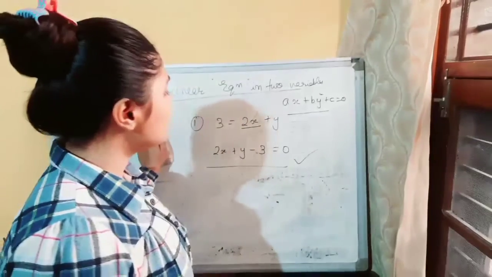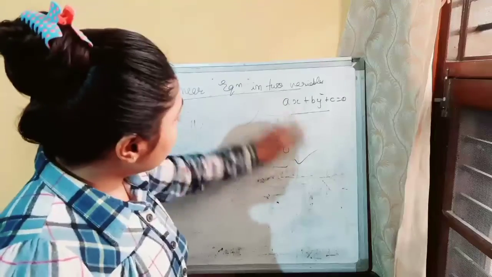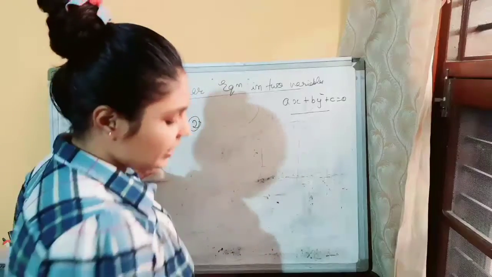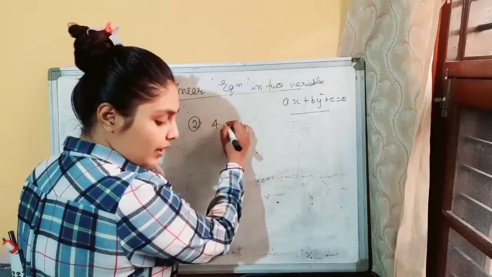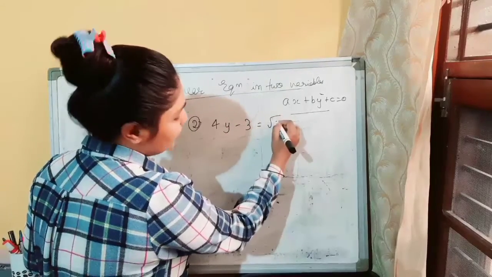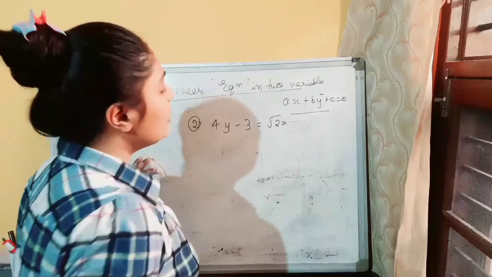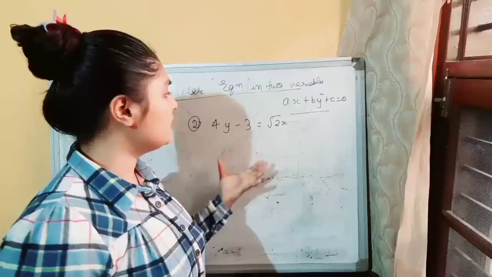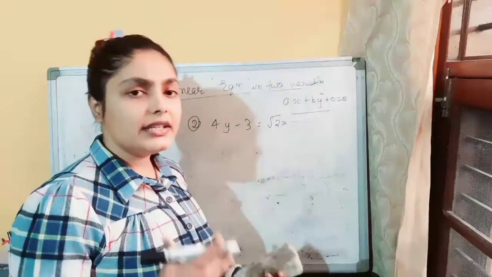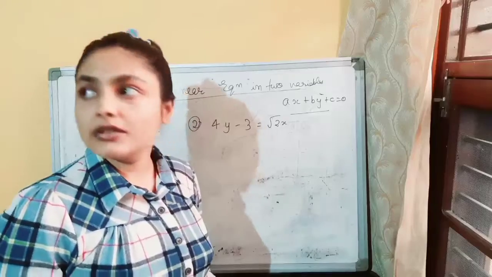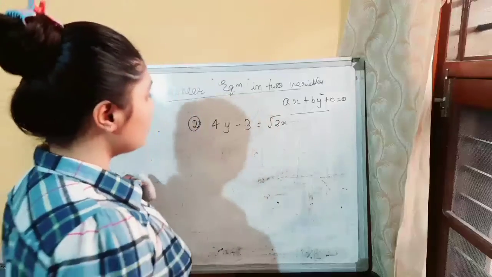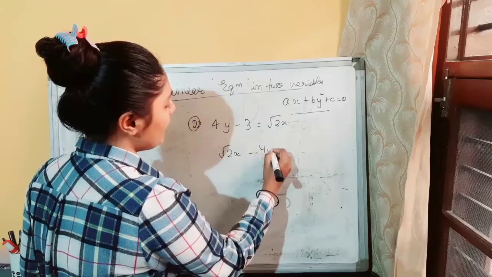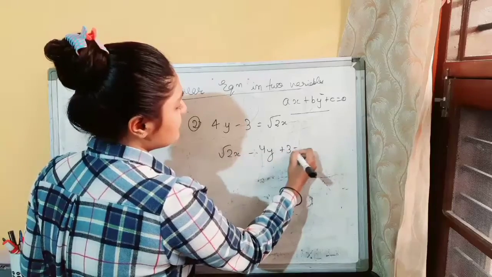So basically we are checking that it is in the form or not. We can take a few more examples to understand this equation. If we find square root equations like 4y minus 3 is equal to root 2x, it is very difficult to think about. So we have to easily change our equations into a form that is not difficult. So what we can do, root 2x, simply we can write minus 4y plus 3 is equal to 0.